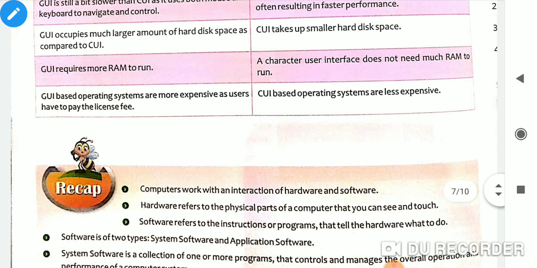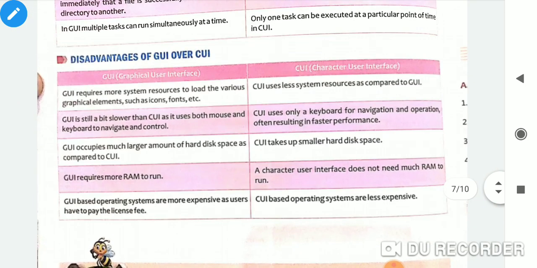So children, this is all about the chapter on operating system and graphical user interface. I have tried to explain each and every part and each and every definition of the chapter.